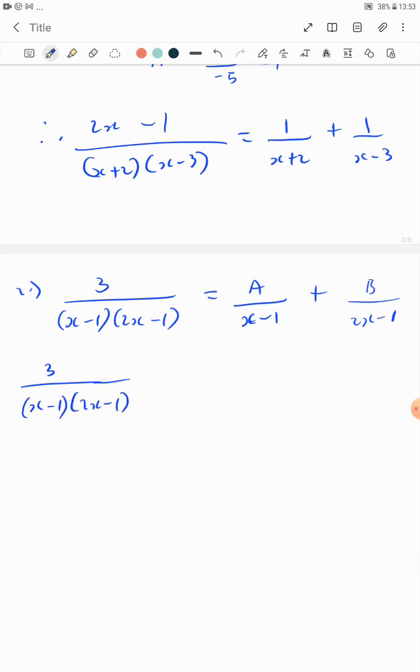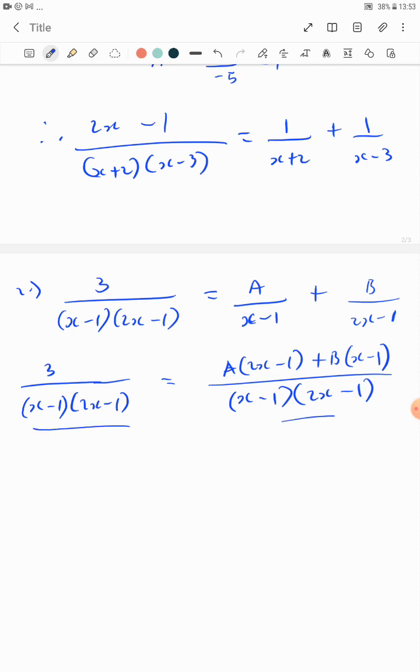The LCM will be (x minus 1)(2x minus 1). And then I have a. So by now you should know that that will be a bracket 2x minus 1 plus b bracket x minus 1. And then we can compare the two sides now. Denominators are the same, therefore our numerators can be compared as 3 equals a bracket 2x minus 1, plus b bracket x minus 1.